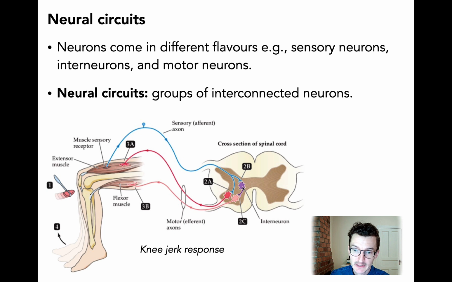An interneuron. Interneurons allow for communication within the central nervous system. And motor neurons. Motor neurons cause the contraction of muscles.